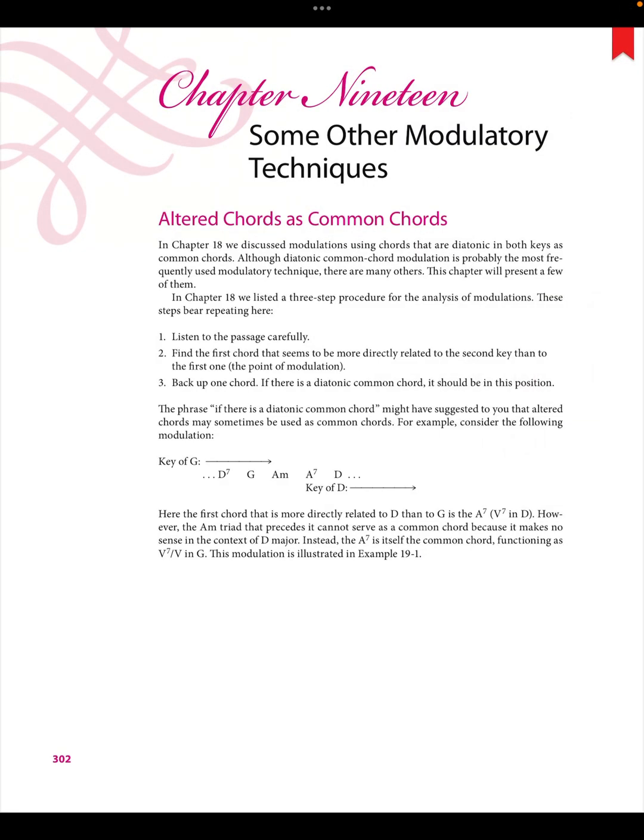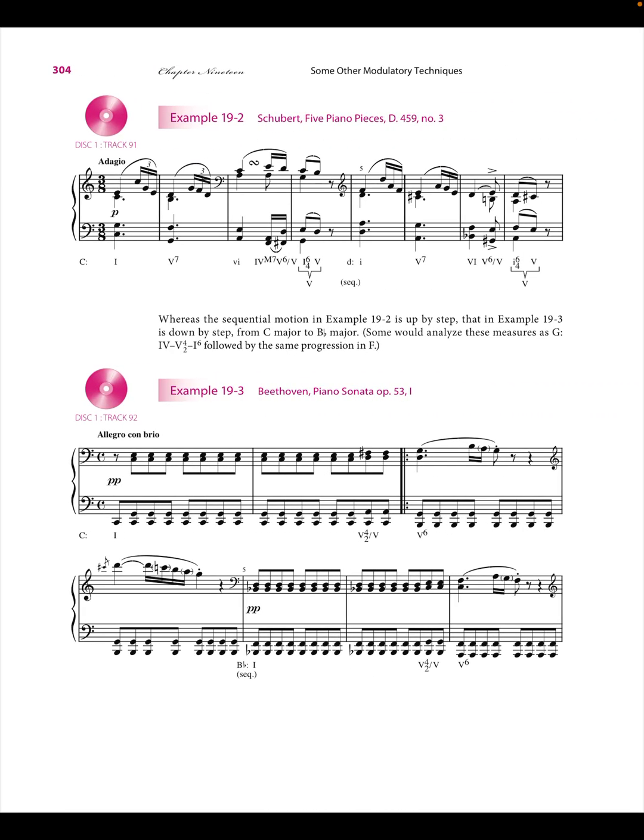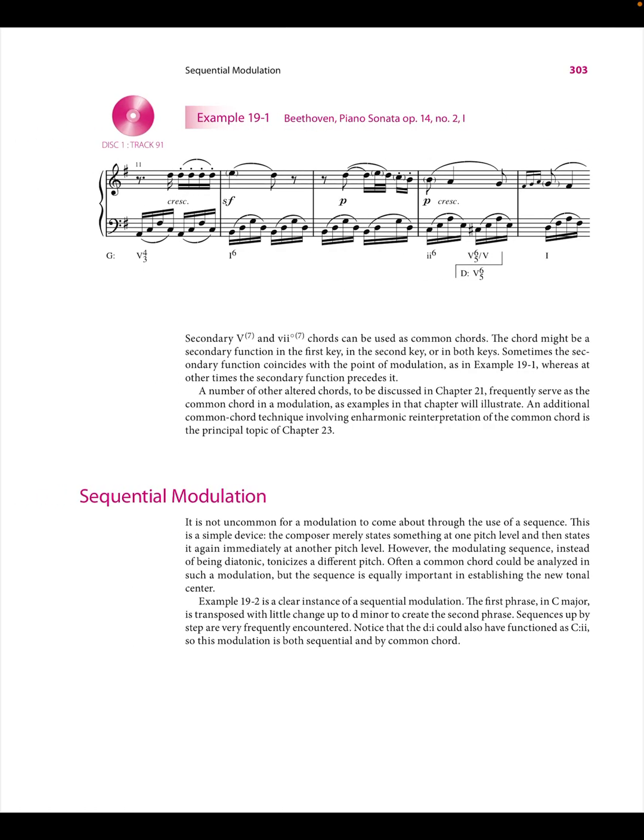So we're going to talk about other modulatory techniques, dealing with form-related stuff, and doing secondary functions. Okay, I see what this is doing now.